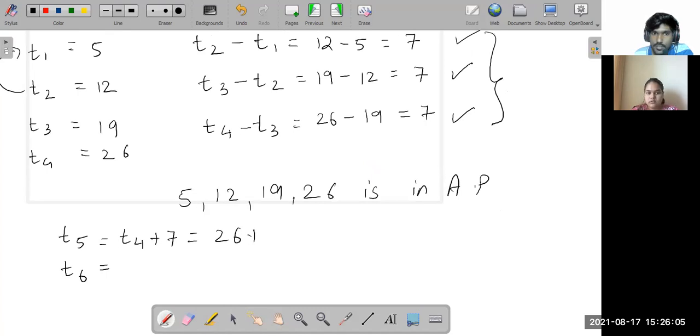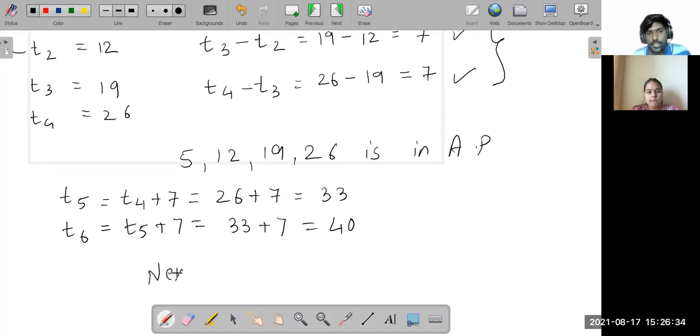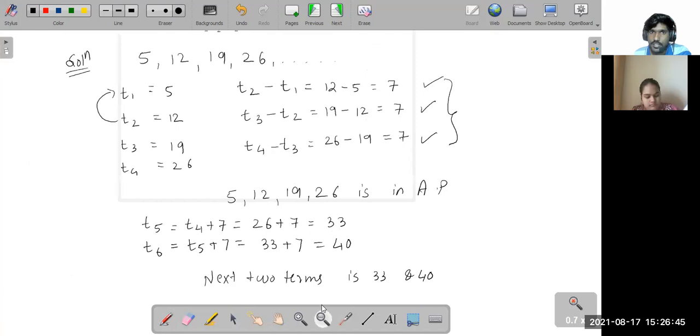Which is 26 plus 7, 33. Similarly, T6 will be T5 plus 7. So T5 is 33, and 33 plus 7 is 40. So the next two terms we can write are 33 and 40. Did you understand this sum now completely?